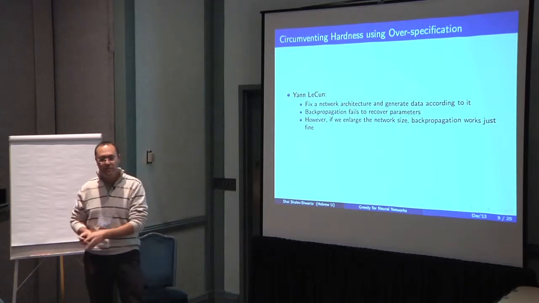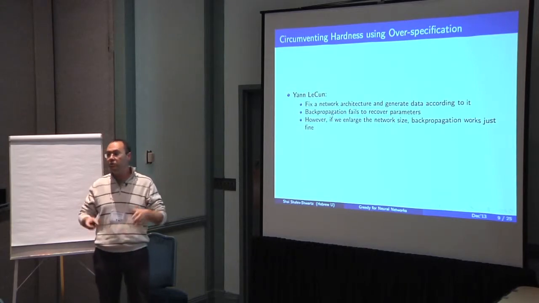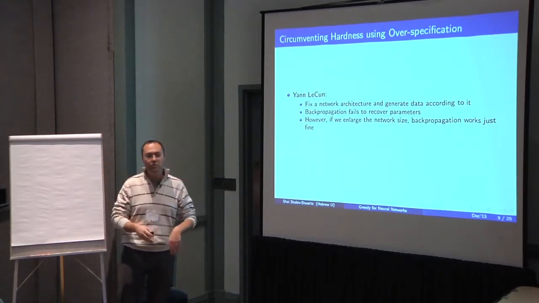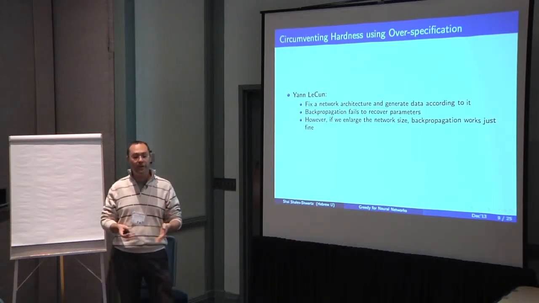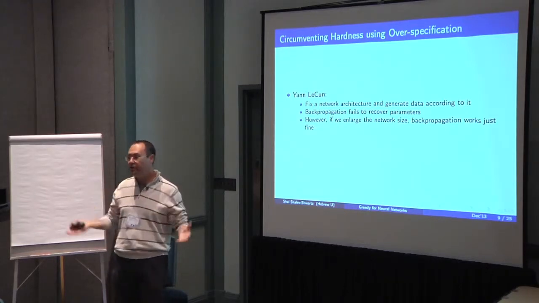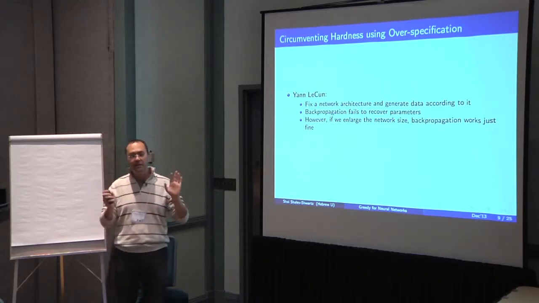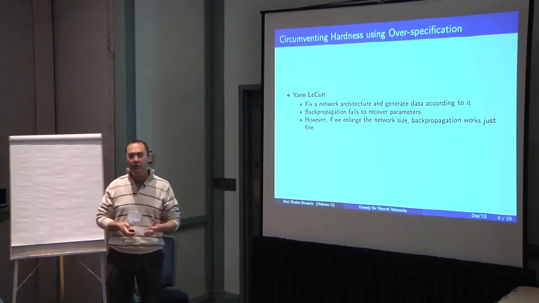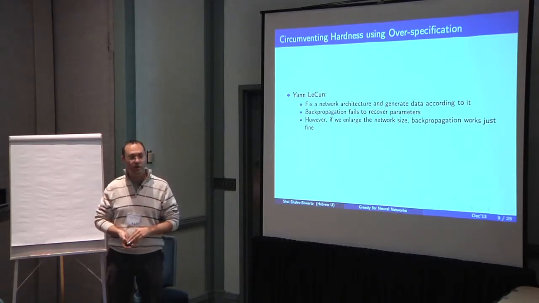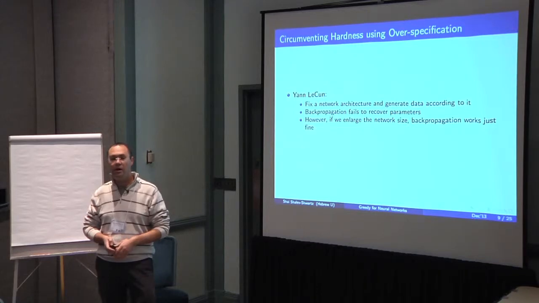Jan LeCun told me this story. You fix a network architecture, and then you generate data according to it. So you know that the data is generated from the model. Now you try backpropagation to learn the network from the data, and backpropagation fails. However, if you take a larger network and run it over the data that was generated by the smaller network, then suddenly backpropagation works just fine. Taking a larger network is something that Jan called overspecification of the network. So the question is, maybe overspecification helps you to eliminate the computational barrier.